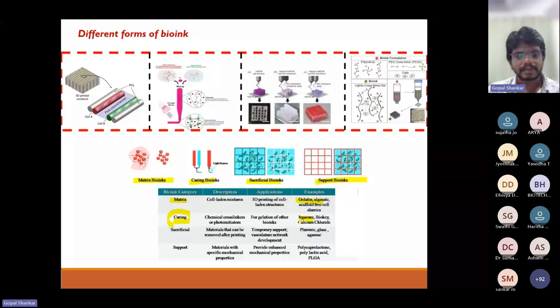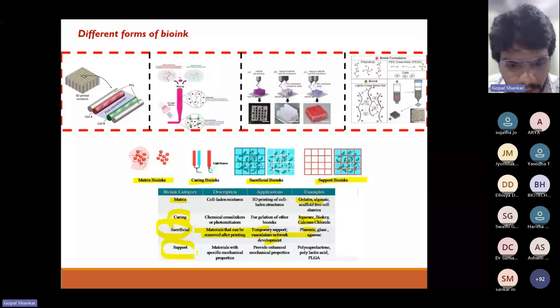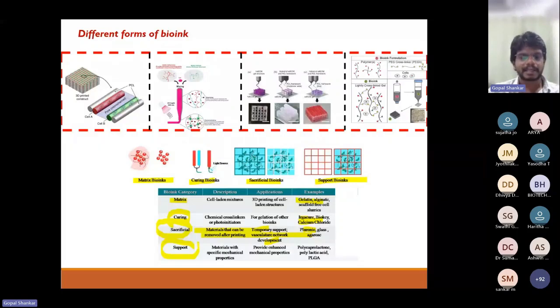Sacrificial is a material that will be removed after printing. So they will support the system to allow the printing process, but when the printing is completed, you can remove them. So it is a temporary support which will allow the vascular network development. A simple example is hyaluronic acid and agarose. The last one is support, the materials with sufficient mechanical properties. So they will provide good mechanical properties. Here, most of the time, we use synthetic materials, that is PCL, polycaprolactone, PLA, polylactic acid, or the PLA, PGA combination, that is PLGA.